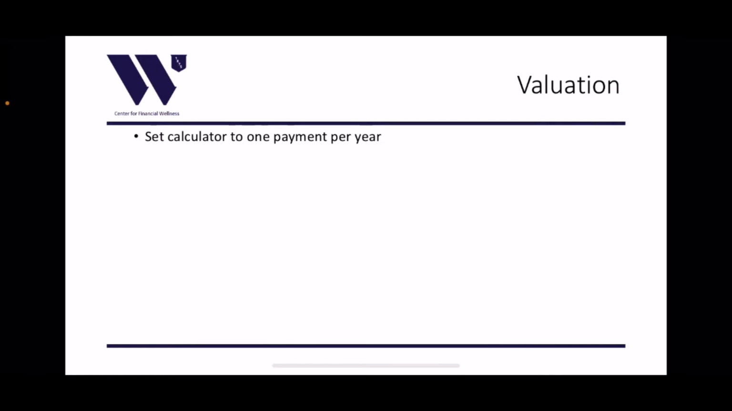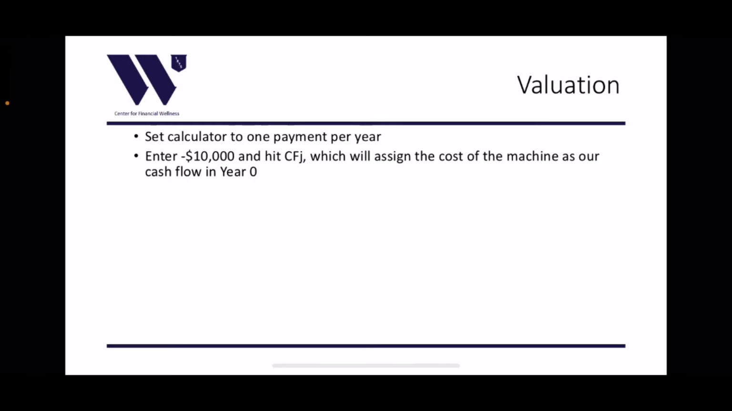You'll make sure first that you set your calculator to 1 payment per year. You'll enter in negative $10,000 and hit the cash flow key, which will assign the cost of the machine as our cash flow in year 0. So we're just making sure that in year 0 we actually show the cash flow going out, so negative $10,000.